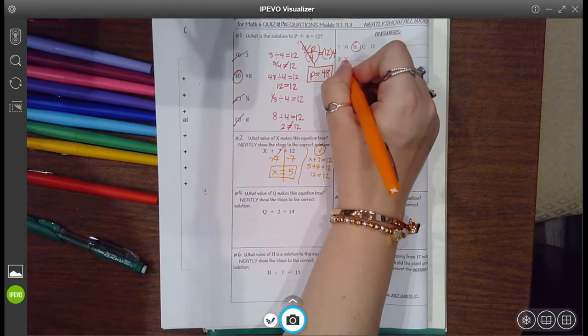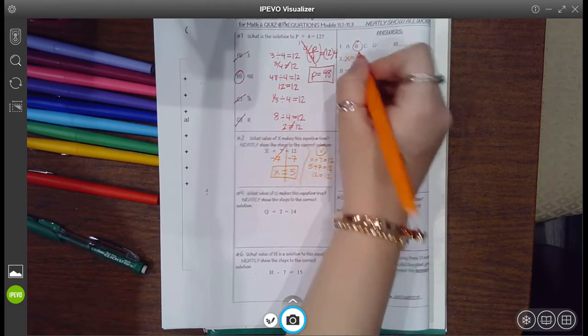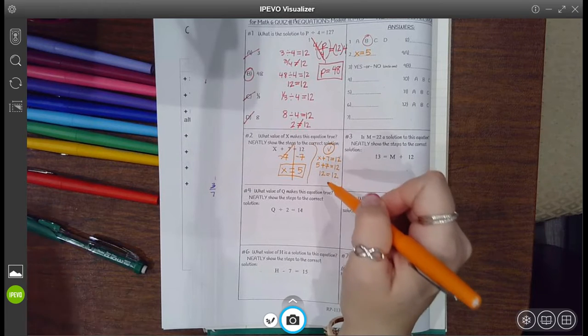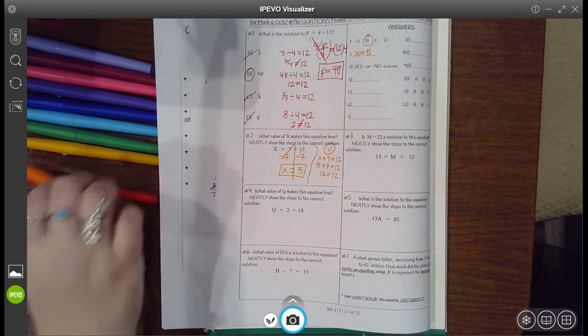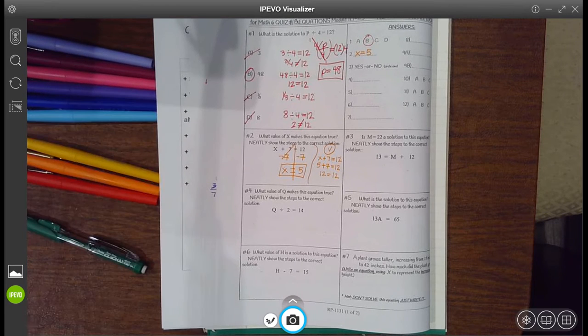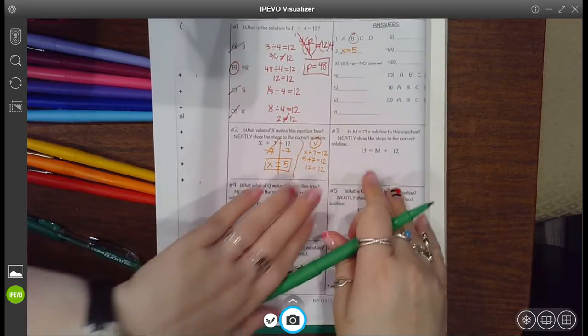So I'm going to put x equals 5 up here. Again, I'm practicing showing my undoing step and checking my work because later on, once they get harder, you want to be able to know how to double check yourself that you did it correctly. All right. Okay, number 3, same thing.